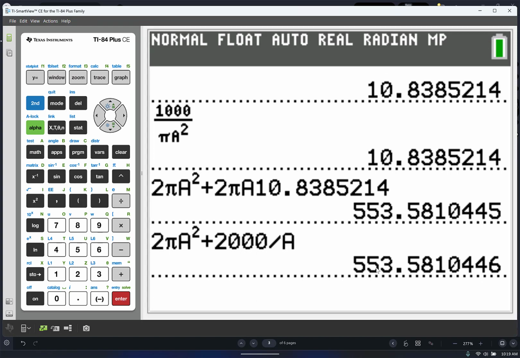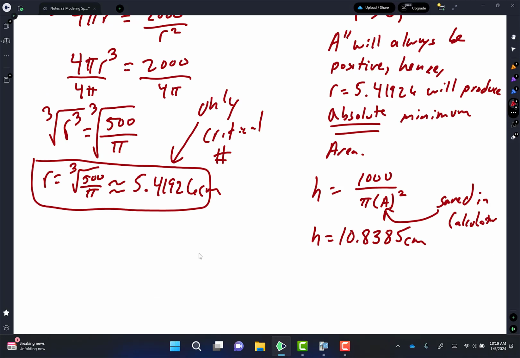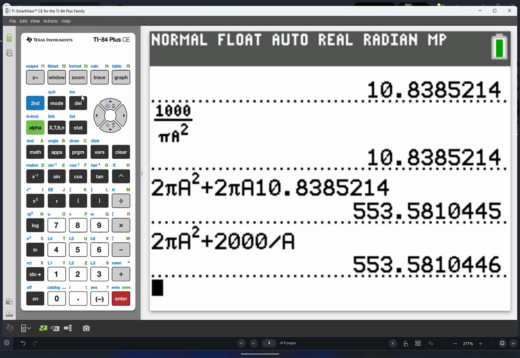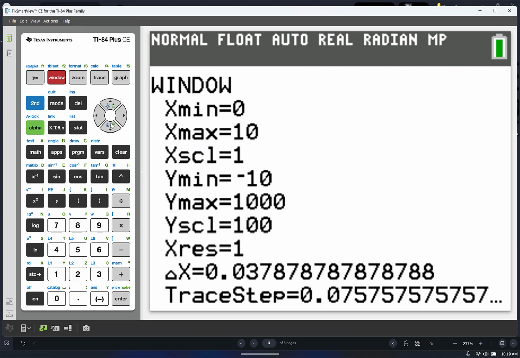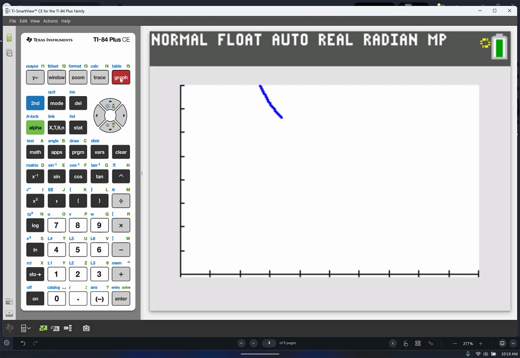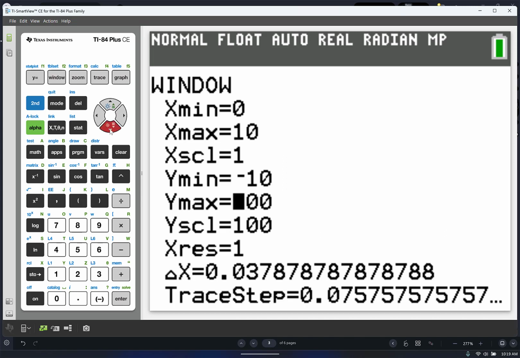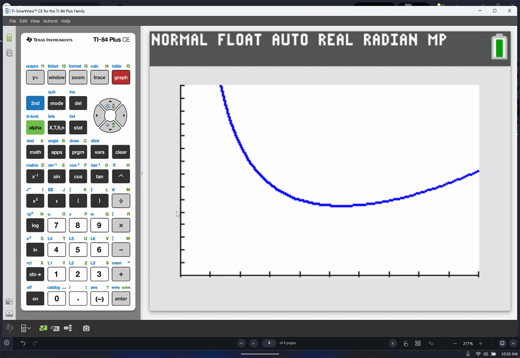Now I know what my y value should be, so I'm gonna do my y scale here. Let's see if we get a nice graph, and let's see if it really is the absolute minimum. Window. Y max, let's go to 800. And then Y scale 100. Okay, graph. Yeah, look at that. I want to see it better, so let's go to 1500 and graph. Wow, now you can definitely see that, and this goes up forever.